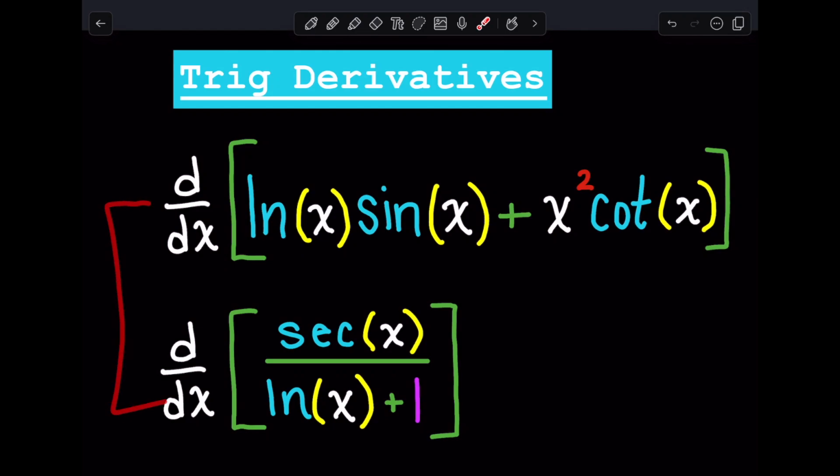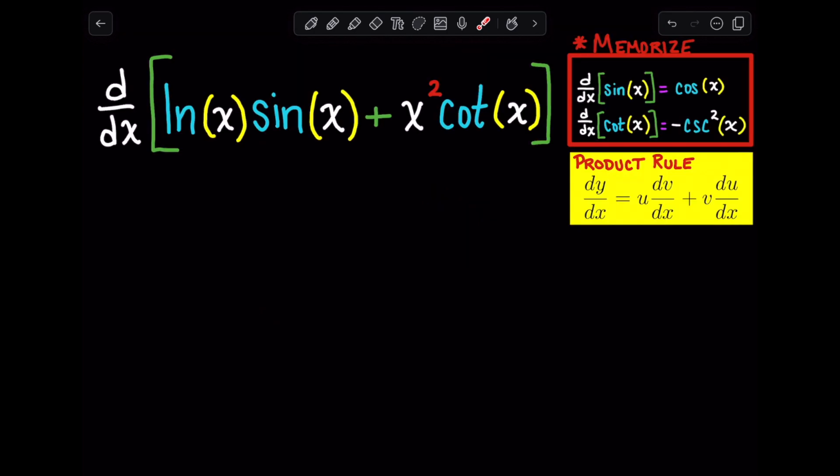Today we're going to do these two problems to help us understand how to take some trig derivatives. So problem 1, take the derivative of ln x sine x plus x squared cotangent x. I've written down all the things we need to memorize on the right hand side as well as the product rule formula, which will come in handy later.